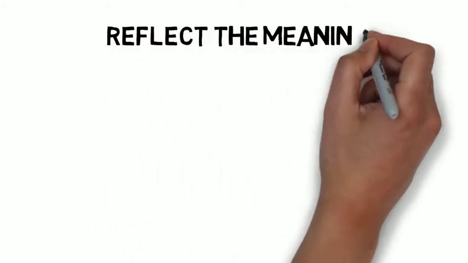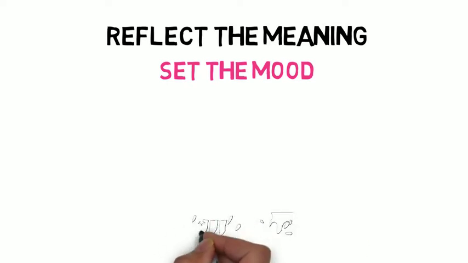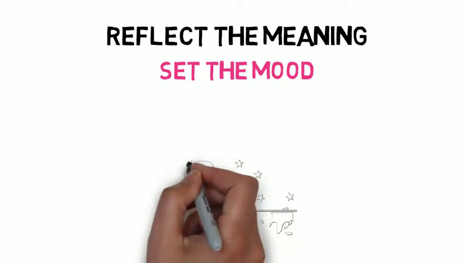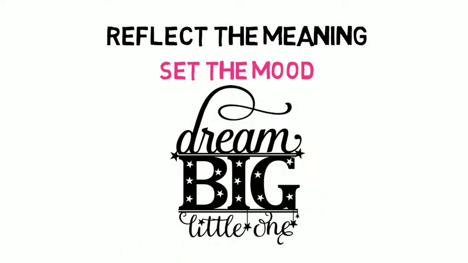Reflect the word's meaning. The font you choose sets the mood of the quote and helps the reader to understand it better. In this example, the word dream is written with a fancy swash on the letter D, as if it is actually dreaming away. The word big is big, and as for the little one, well, the letters are too busy hanging off things and playing around, just like children do.